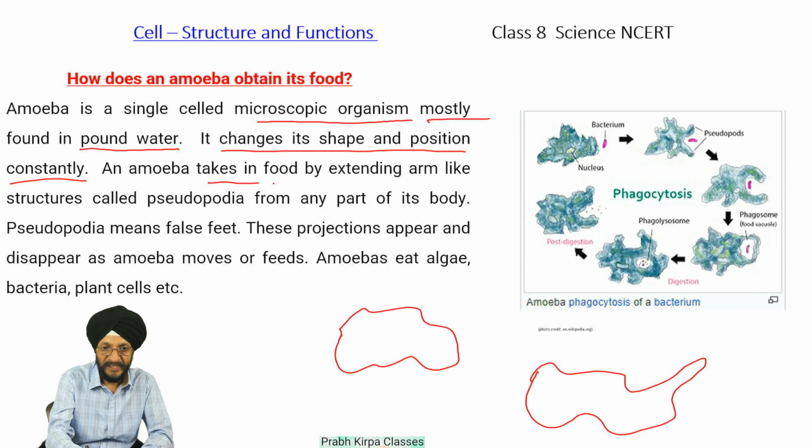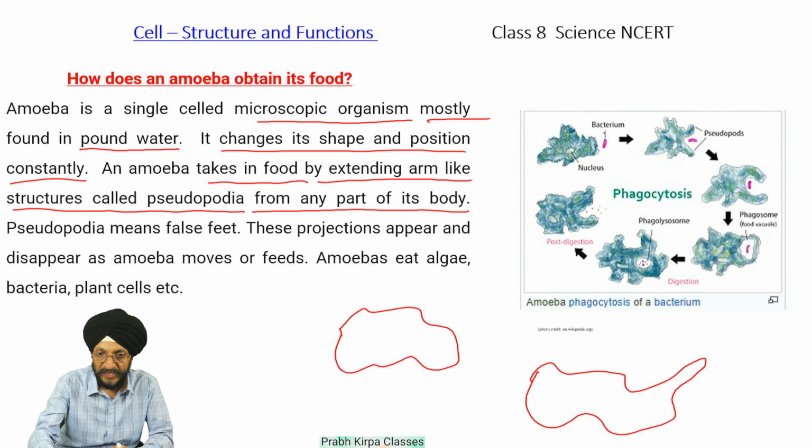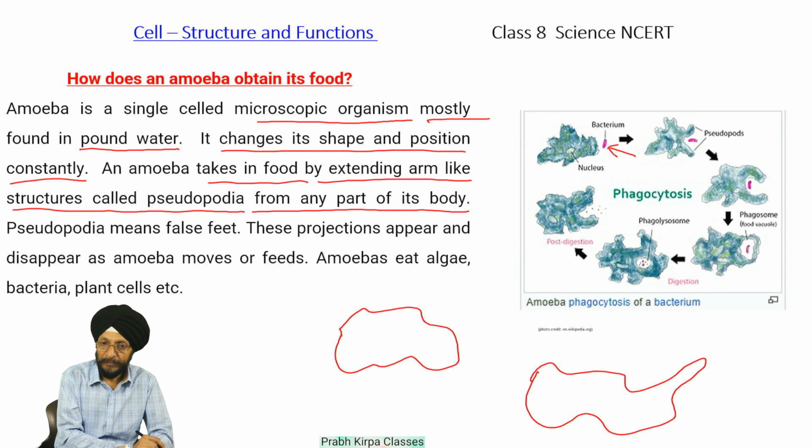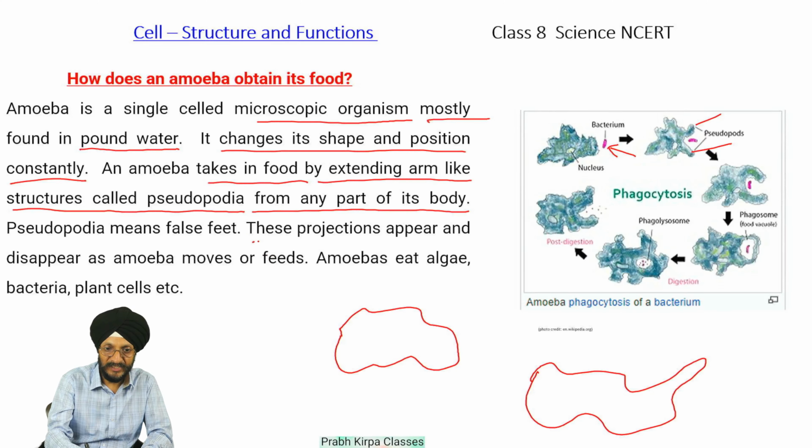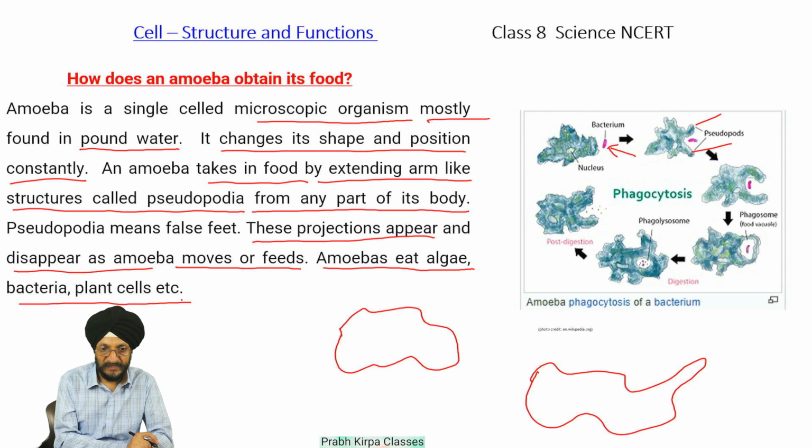An amoeba takes its food by extending arm-like structures called pseudopodia from any part of the body. In this picture, you can see that a food in the shape of bacteria has come near to the amoeba on this side of his body. From here, he extends his false feet. These are false feet, which are called pseudopodia. These projections appear and disappear as amoeba moves or feeds. Amoebas eat algae, bacteria, plant cells, etc.